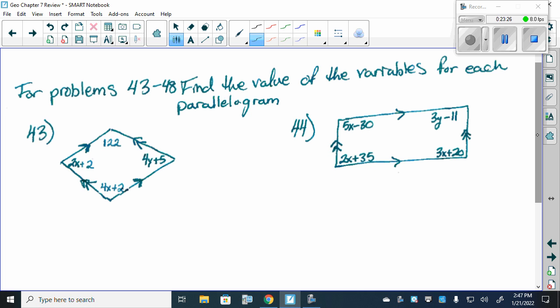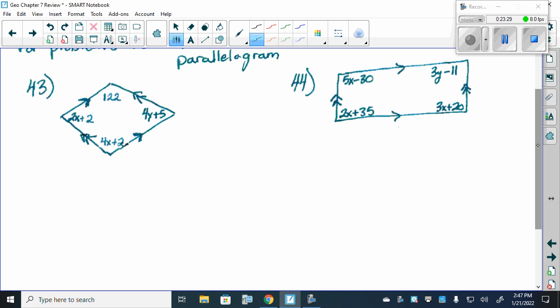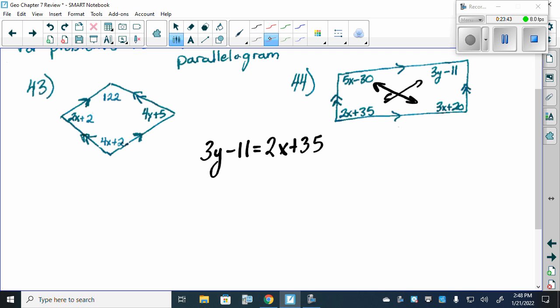So looking at this here, this is a parallelogram. And inside of a parallelogram, the opposite angles are congruent. So that means we can say that 3y minus 11 is equal to 2x plus 35. We can also say that 5x minus 30 is equal to 3x plus 20. Now the equation in black does have 2 different variables, so we can't solve that one yet. But the one in red has x on both sides, so we can solve for the value of x. And once we get it, we can solve for the value of y.